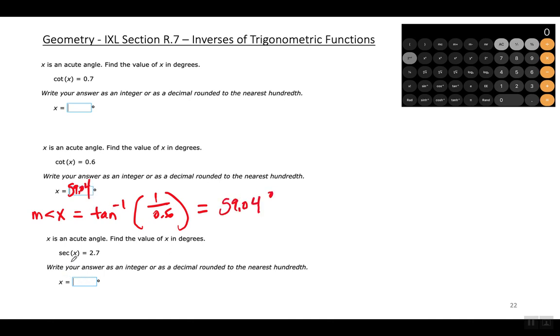And then the last one, secant is the reciprocal of cosine. So the measure of angle x is going to equal the inverse of cosine of 1 over 2.7. What you would do in your calculator is put 2.7, hit the reciprocal button, and then hit the inverse of cosine button, and you get 68.26 degrees. The other way you could have done it is 1 divided by 2.7 equals, and then hit the inverse of cosine button, and you get the same thing, 68.26 degrees.